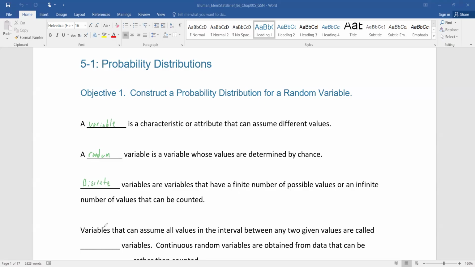Alrighty, I'm going to try to put this all at once before I have to scroll up. It says variables that can assume all values in the interval between any two given values are called continuous variables, meaning all the decimals and such. Continuous random variables are obtained from data that can be measured rather than counted. All right, so that's a review of what we've seen in the first 4 chapters.